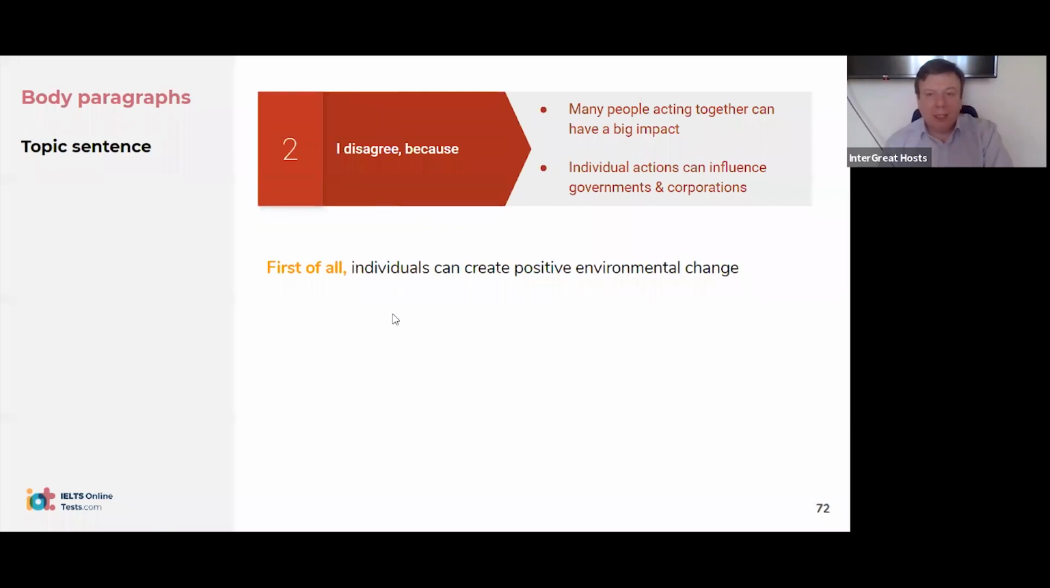Individuals can create positive environmental change by working together as a. So think about how we would work together.